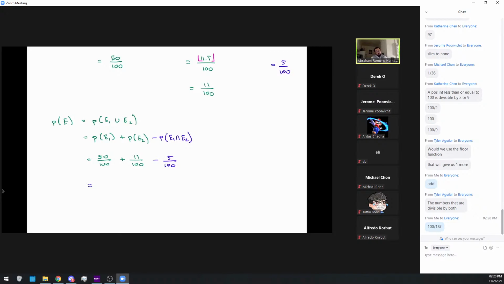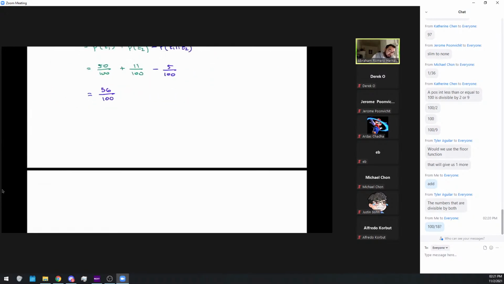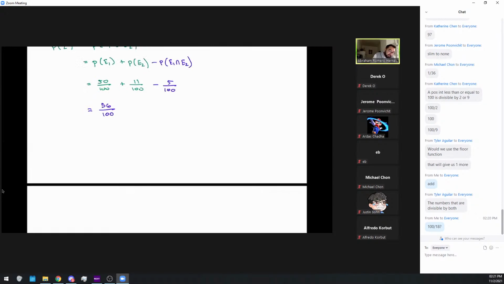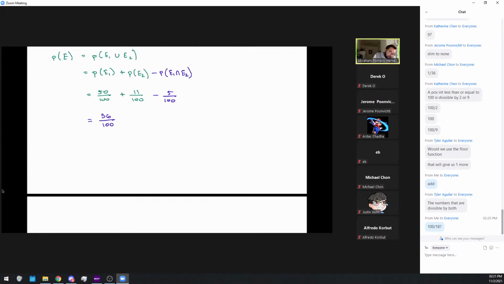Which turns out to be, what is that? 56, wow. 56 over 100, or 56% if you want to look at it in terms of percentage. Now, this concept of subtracting the intersection is another theorem. But you've seen that before because we've done it before. But now we're talking about probabilities.